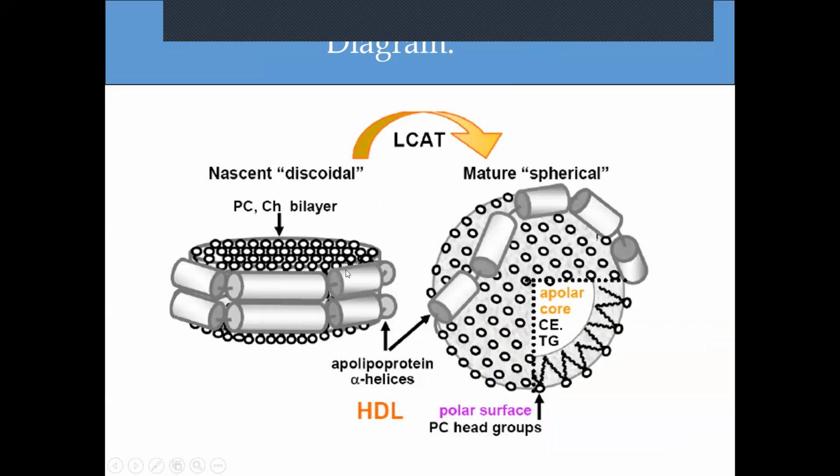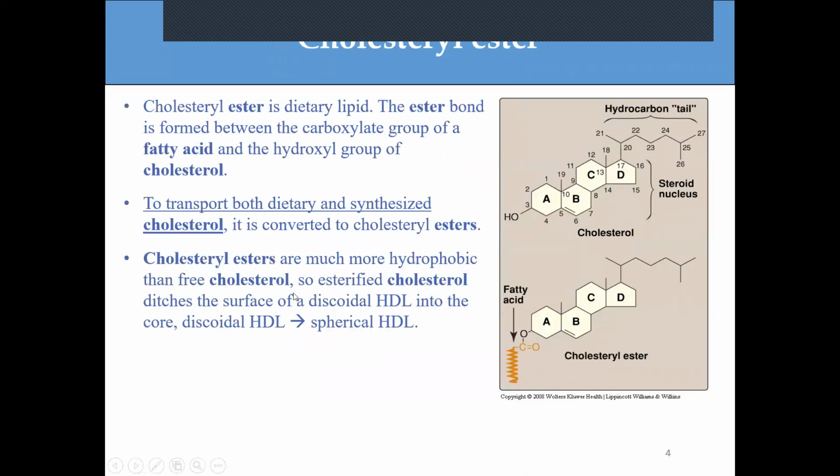Now this is what it looks like when cholesterol is not converted into an ester. You get this disc-shaped thing, which is nice, but we can do better. Once you convert it to an ester, it turns into a sphere, a ball, which is very, very good at traveling through the blood and helps make things a lot simpler. Okay, so that's what's being said here.